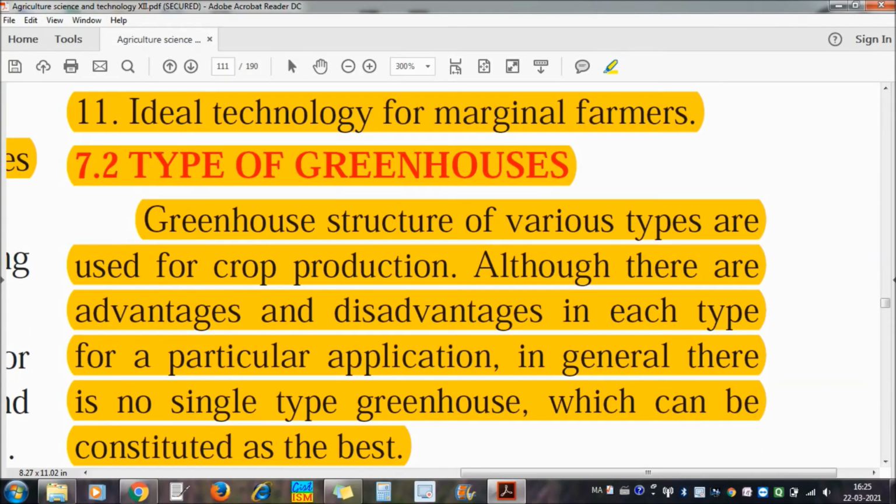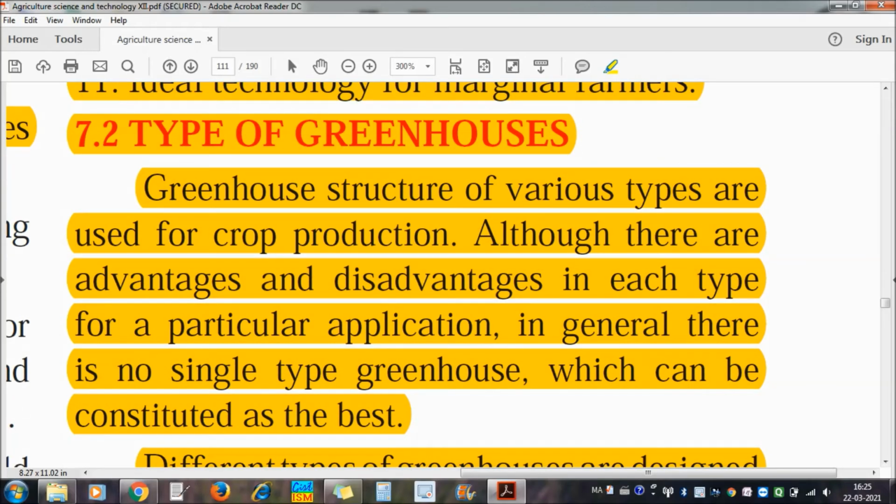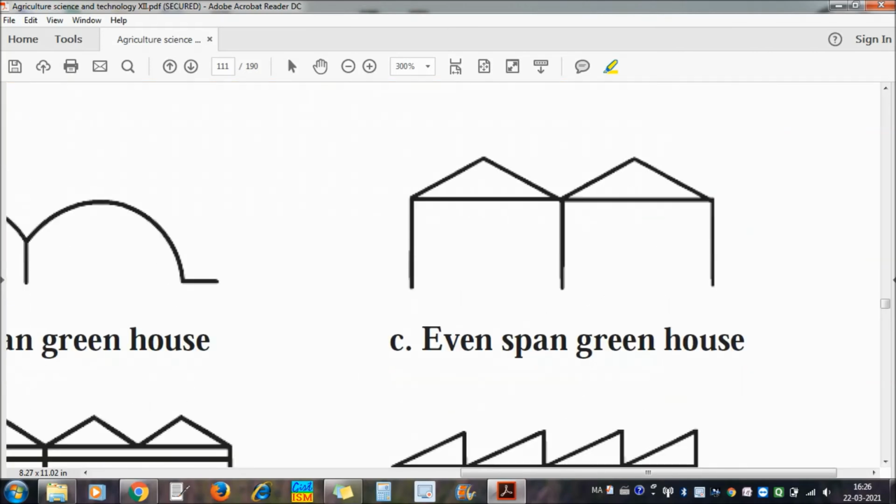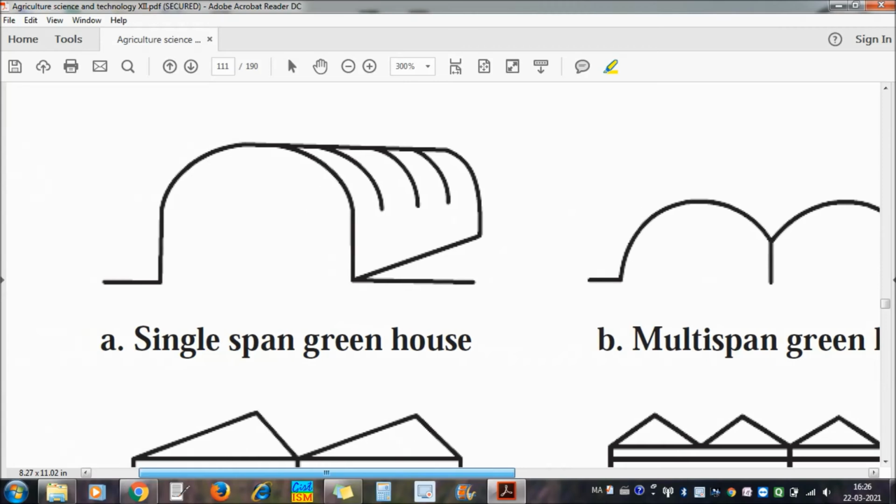Now, which are the types of greenhouse? The greenhouse structures are of various types, and there are different advantages and disadvantages in every type. But we have to use the type as per the requirement. Means we cannot say that a particular type of greenhouse is the best one. It is not so. As per the requirement, the climatic condition, and the financial condition of the farmer, we can use a particular type of greenhouse. So let us have a look at the sketches of these greenhouses.